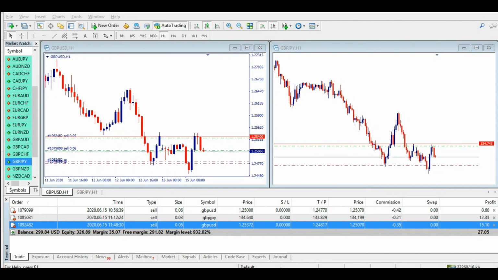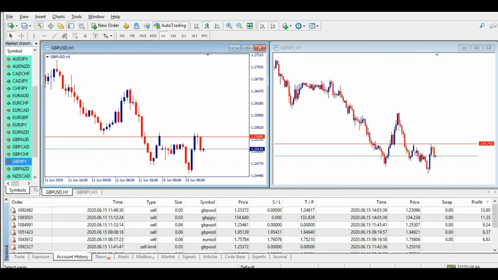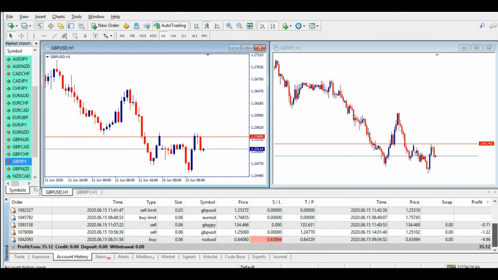Welcome back. As you can see, price is now in profit, so I will simply close this trade in profit. So as you can see, I have earned profit.